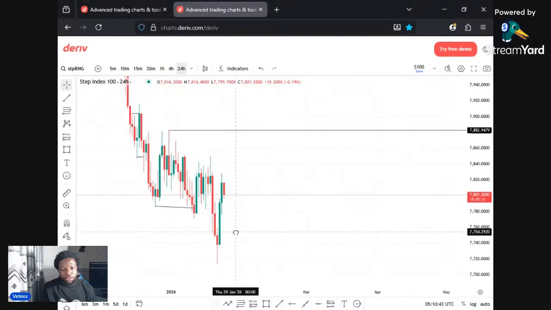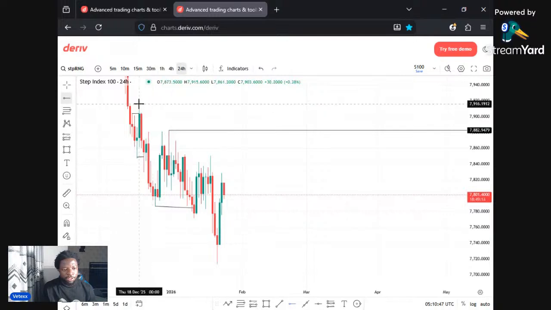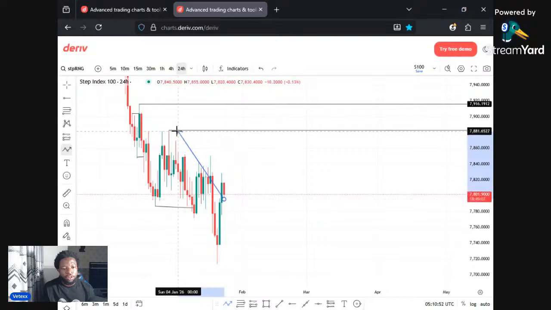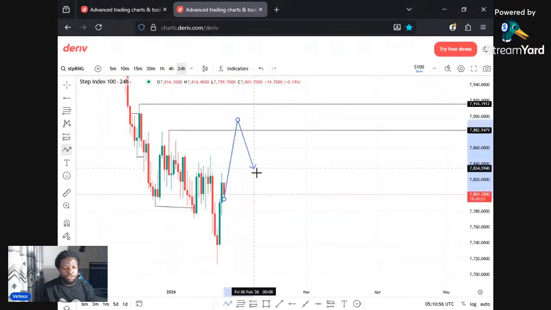Now, what you're anticipating now is rule number 5. First of all, let me mark out the protected high. So what we're anticipating now is rule number 5. Rule number 5 is price should take out this newly created liquidity like this and continue to the opposite direction.